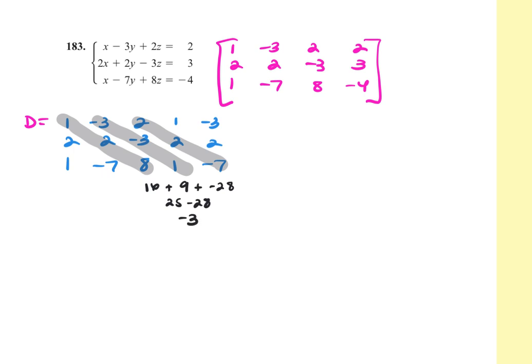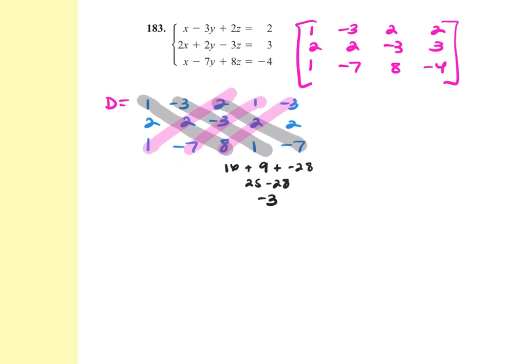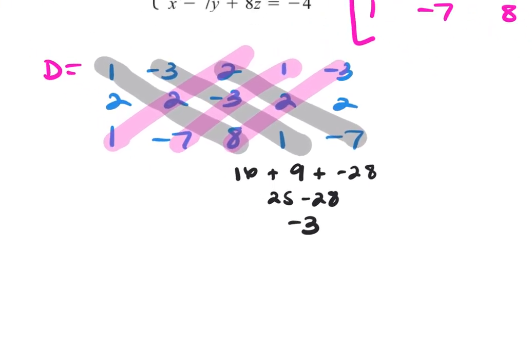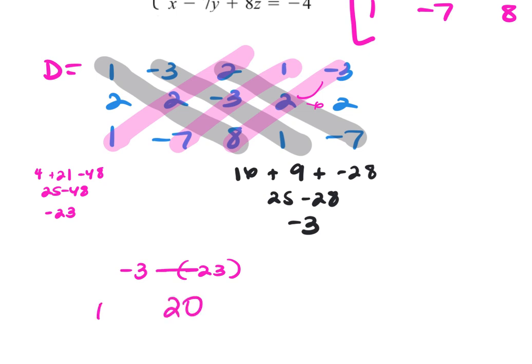Then I go back the other direction. 2 times 1 is 4. 1 times negative 3 times negative 7 is positive 21. Negative 3 times positive 2 is negative 6. Negative 6 times 8, negative 48. So this is 25 minus 48, which is negative 23. Now negative 3 minus a negative 23 becomes plus, and I'd get positive 20. Seems more right.